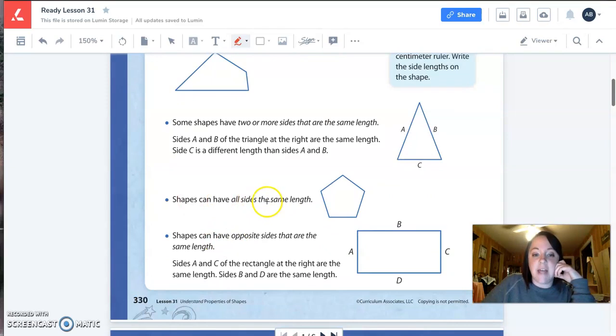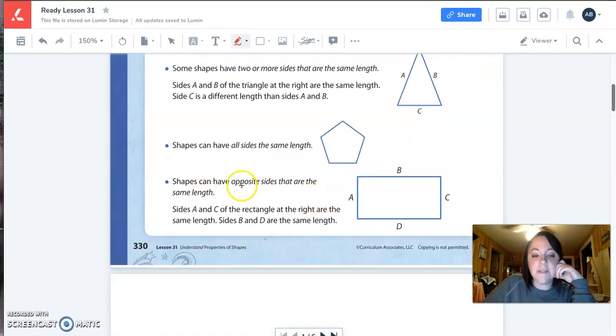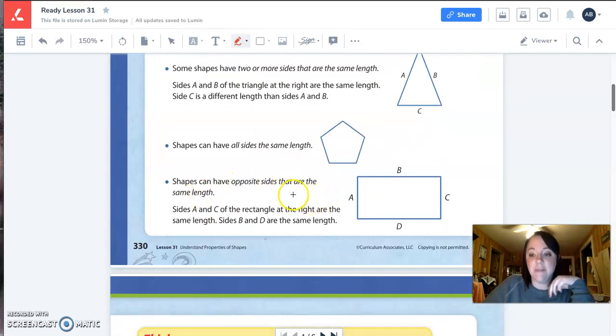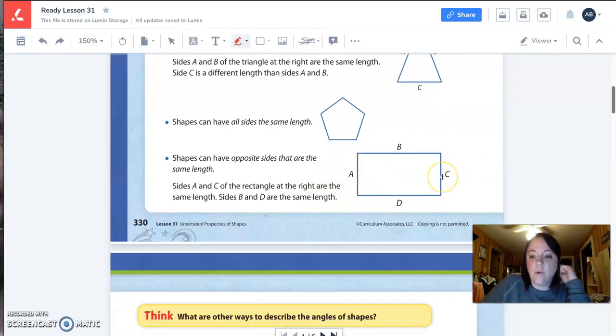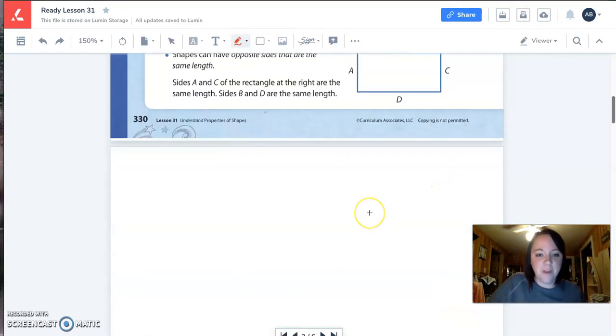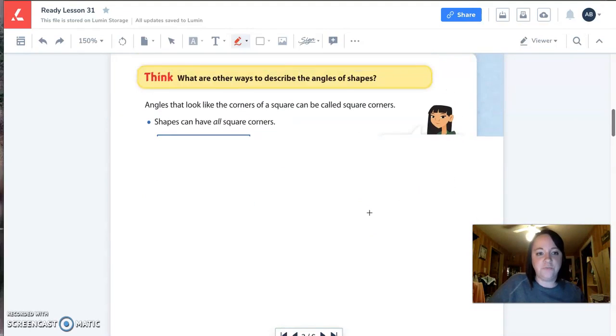Shapes can have all sides the same length. So, if you look at this, they're all the same length. Shapes can have opposite sides that are the same length. So here and here are the same length, and then here and here are the same length. So I'll erase those so we don't have them on our paper. Okay. So A matches C, B matches D. Sorry, messed that up a little bit. All right, our next page.